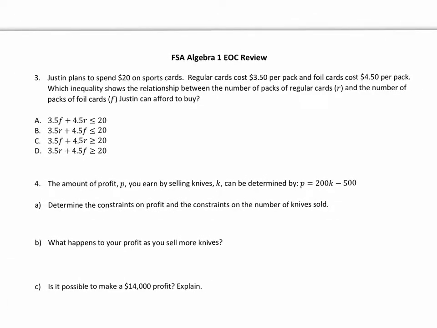3. Justin plans to spend $20 on sports cards. Regular cards cost $3.50 a pack. So you have one card that's $3.50 for regular and $4.50 for foil. And they want to spend $20, but obviously 20 is the maximum. They can't spend more than that.